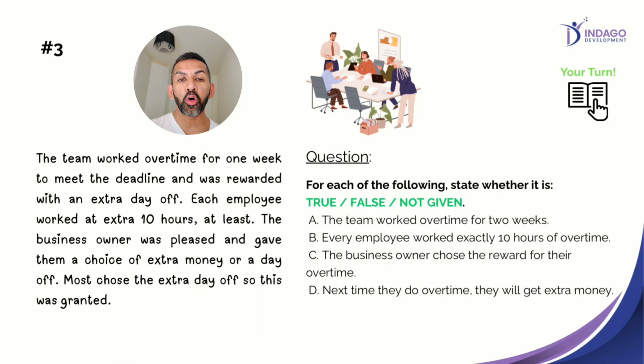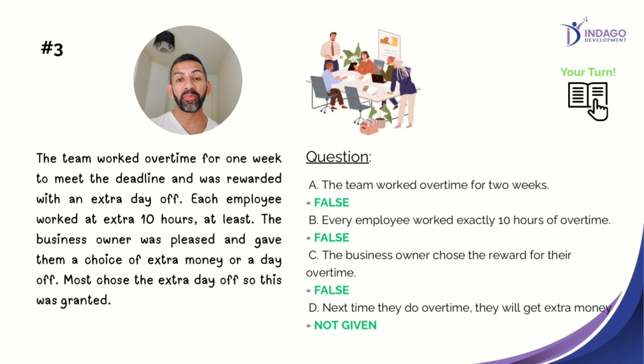The team worked overtime for 1 week to meet the deadline and was rewarded with an extra day off. Each employee worked an extra 10 hours at least. The business owner was pleased and gave them a choice of extra money or a day off. Most chose the extra day off, so this was granted. Over to you. Okay, so you know the format now. 4 statements. Let's go through each.